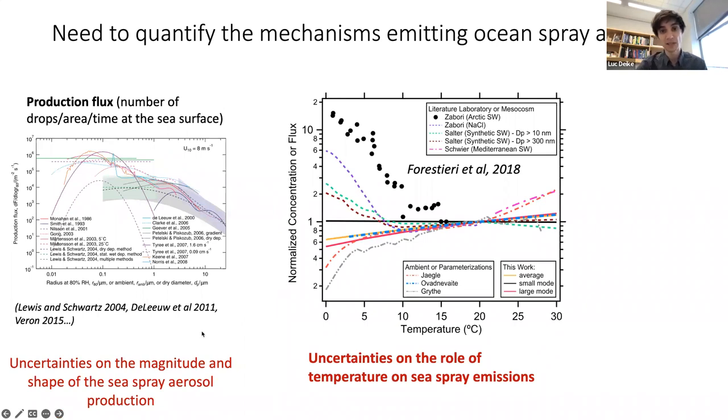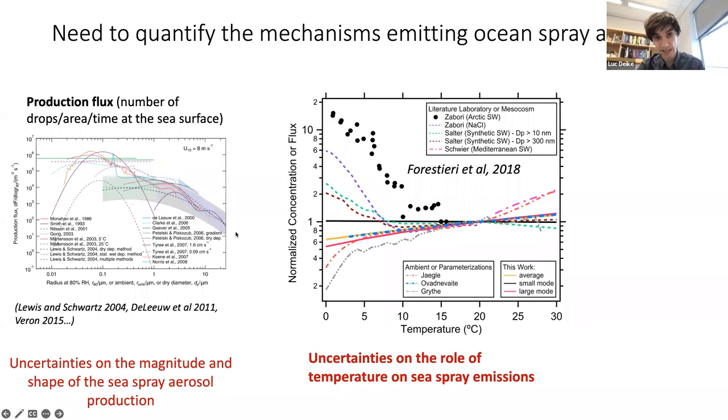The other reason, which to me is a bit fascinating, is this plot from a GRL paper by Forestieri in 2018, which summarizes a set of studies on the role of temperature in the production of sea spray. So you have a normalized concentration as a function of temperature, again, for different lab experimental and field data.